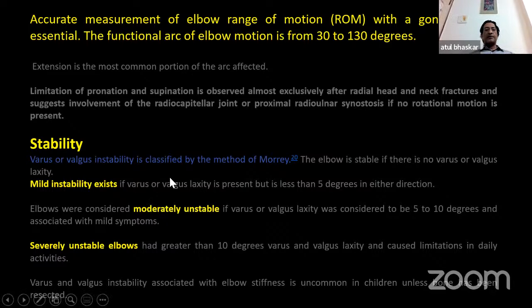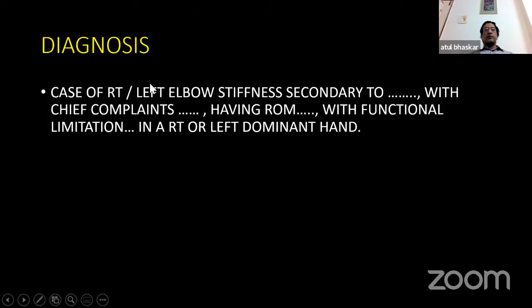varus valgus instability. So when you come to a diagnosis of a stiff elbow, you must give a diagnosis which covers most of the points in this format. So this is a case of right or left elbow stiffness, secondary to whether it's post-traumatic or post-infective.